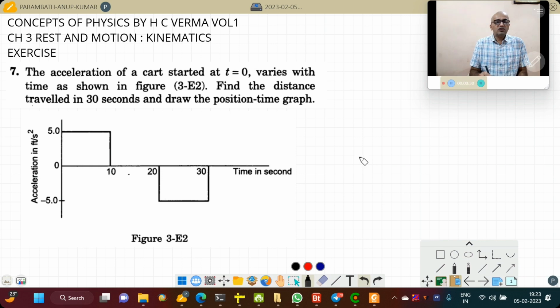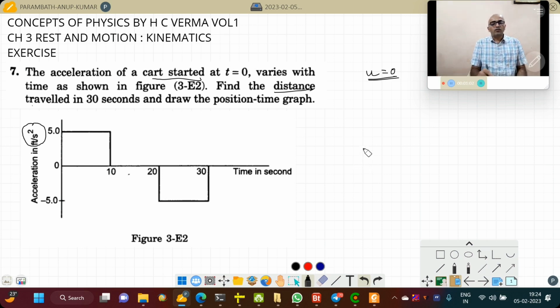Students, here you have to pay one important attention that number one, the cart started. That means that its initial velocity is 0. Second point is that acceleration is given in feet per second square. So when you're finding the distance traveled, if you are sticking to the feet per second square in acceleration, then you will get the answer in feet. Please understand. And after that, we have to draw the position time graph.